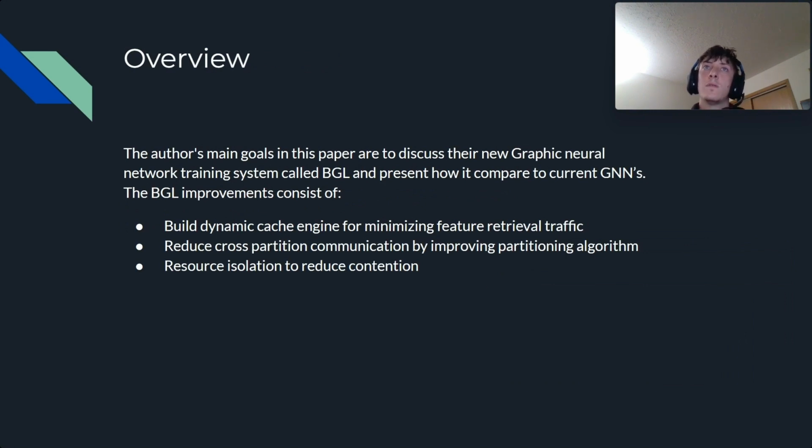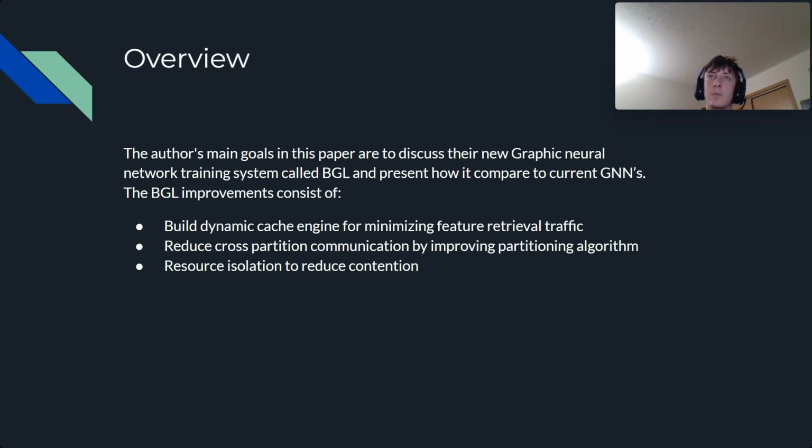Allow me to give an overview of the article and its contents. The researchers' main goal was to discuss BGL, which is the name of their new graphic neural network training system. The authors wanted to compare their new system to the current graphic neural network to prove that it outperforms in every standard. The researchers were hoping to find and achieve a graphic neural network that could speed up operating times for the system and make GPUs more efficient overall.